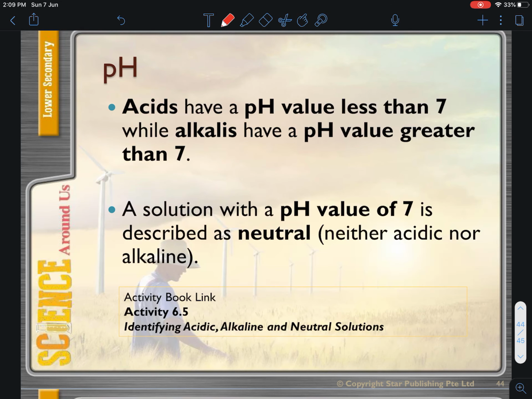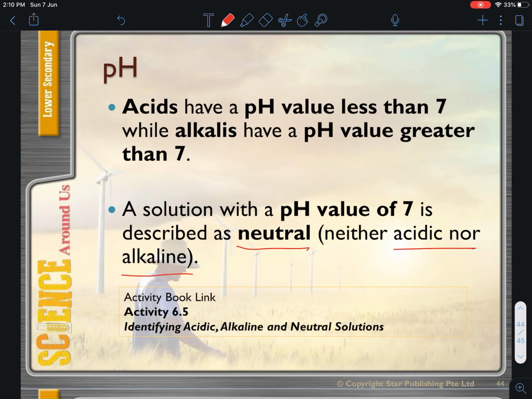So like what we have actually explained, acids will actually have a pH value that is less than 7, while alkaline have a pH value of greater than 7. A solution of pH value of 7 is usually described as neutral, meaning it is not an acid or a base. Okay, so just to recap what we have done, we know that solutions can be classified into either acid or alkali, or in a way one more is neutral.